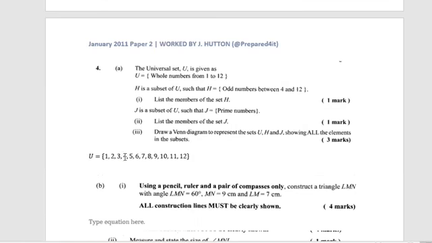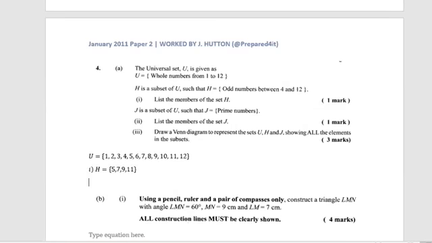And part 1 says list the members of the set H. 5, 7, 9, 11. Okay, that is good. So then it went on to say J is a subset of U such that J is equal to prime numbers. And for those who don't know, odd numbers are numbers that are not evenly divisible by 2. So whenever 2 is divided into these numbers, it always leaves a remainder. So now we're on to part 2, which is list the members of the set J, which is prime numbers.